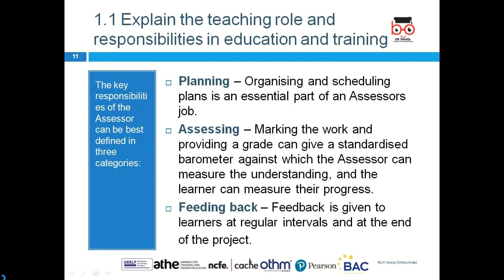And then an assessor. Assessors have different types of responsibilities. I'm a teacher, but I'm also an assessor. So whatever homework, essays, PowerPoints, anything you send in, I can look at it, mark it and give you feedback. An assessor will organize and schedule their plans. They'll make sure they've got a good timetable in place so they know exactly what needs to be done and when.